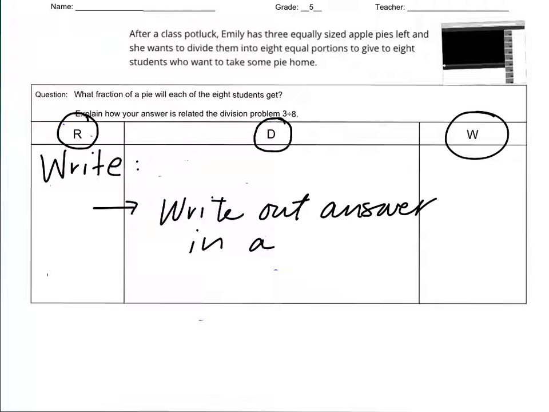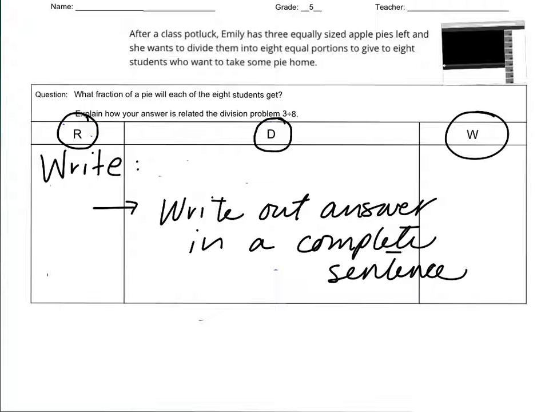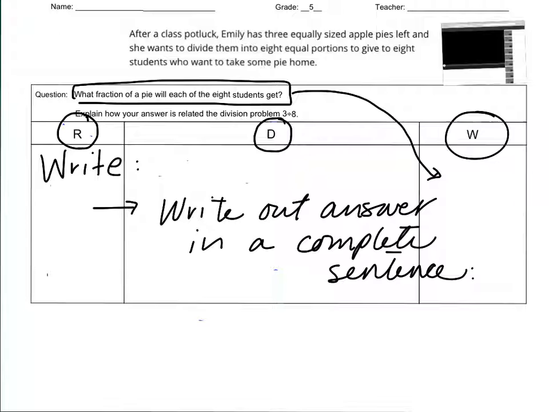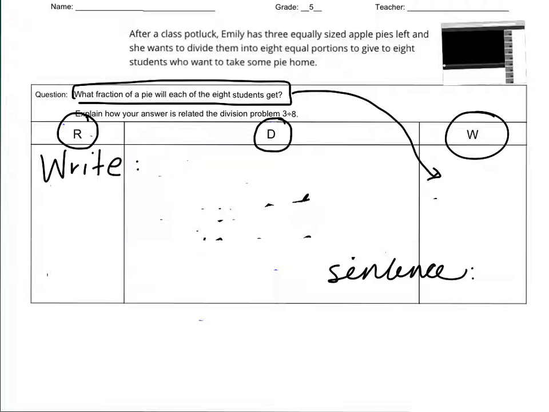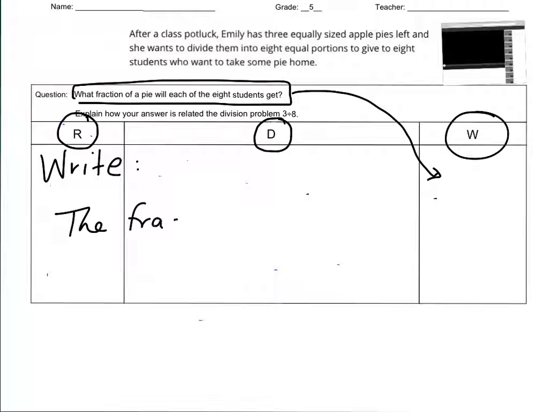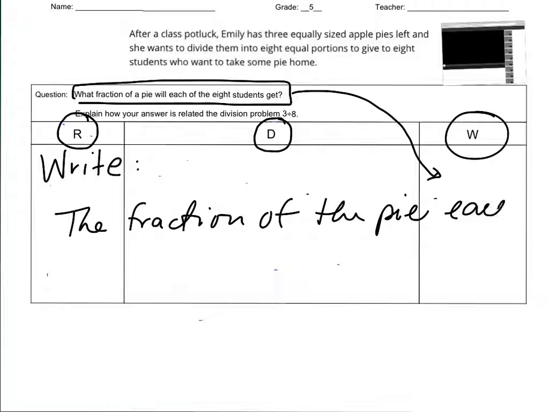In a complete sentence. And I'm going to show you what I mean by a complete sentence. Often I will take what the question is asking and begin it in my answer. So the question is asking, what fraction of the pie will each student get? Well, I will say, to start off my sentence, the fraction of the pie each student would get is, and then plug in your answer.